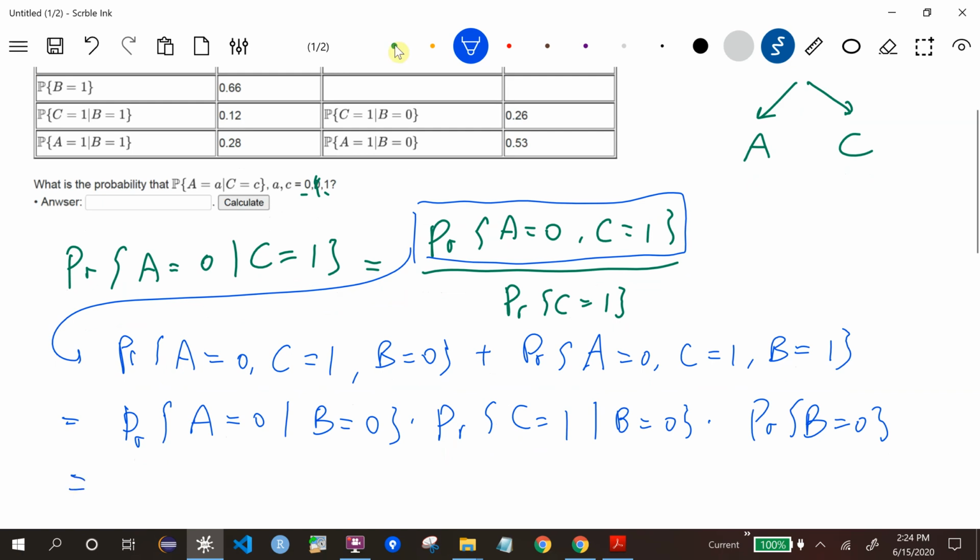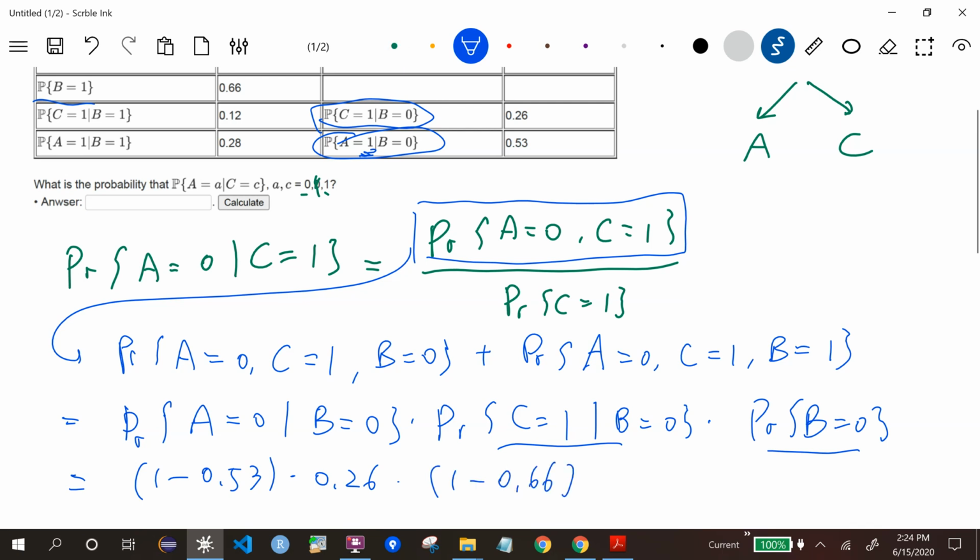So the first one is A is 0 given B is 0. It's this one here, except for A is 0. A can only be 0 or 1, so if it's not 1, then it's 0. So it's 1 minus 0.53. And C is 0 given B is 0, you have this exactly here, 0.26. And B is 0 is just B is not 1, so it's 1 minus 0.66.